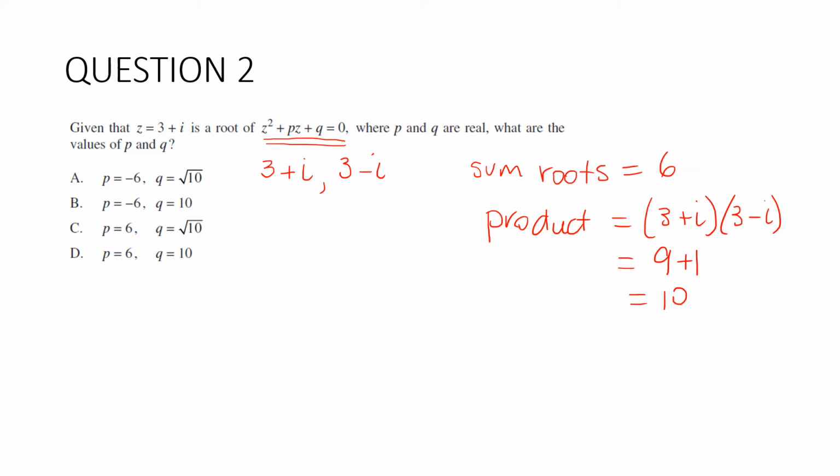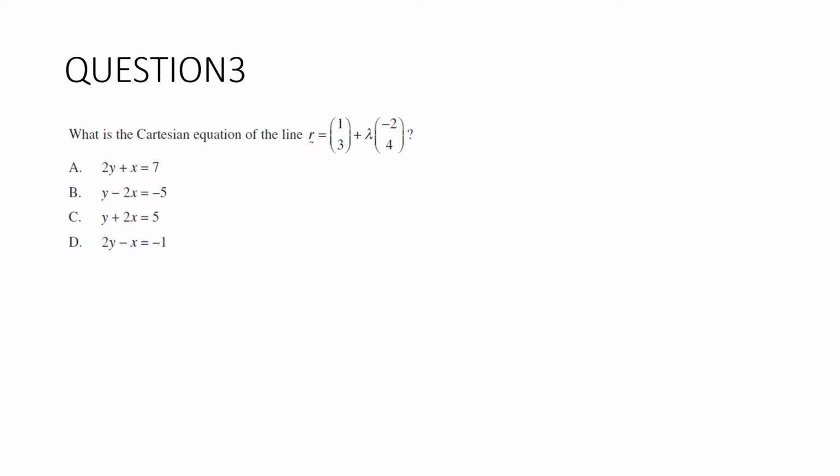So remember, the sum of the roots is equal to negative b on a, and we know a is 1. So b is equal to negative 6, and the product of the roots is equal to c on a. Again, a is 1, and so c is equal to 10. So b in this case is p, and c is q. So p is negative 6, q is 10. The answer is B.